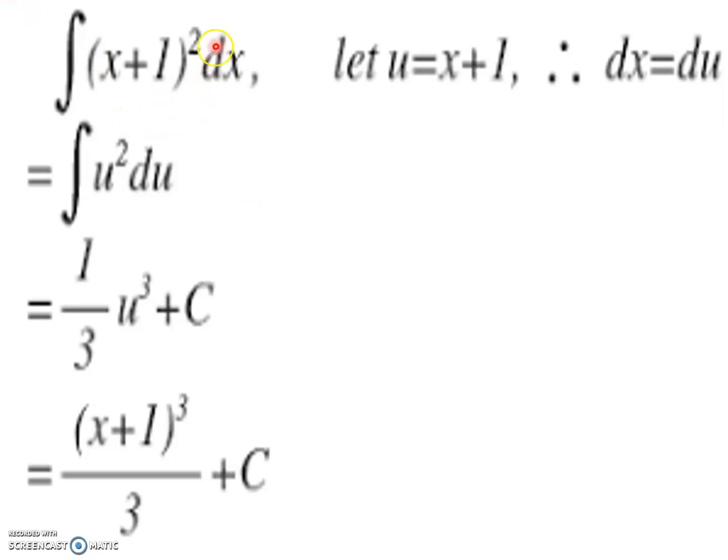Follow the same trick for (x plus 1) bracket square. We take u equal to x plus 1. Differentiate with respect to x on both sides. du upon dx is equal to the derivative of x, which is 1, and the derivative of a constant is 0. So dx is equal to du, and x plus 1 is u. U square is there. What is the integration of x raised to n? Yes, x raised to n plus 1 upon n plus 1. So the integration of u raised to 2 is u raised to 2 plus 1 upon 2 plus 1, that is 3. That's why u raised to 3 upon 3 plus c. We resubstitute the value of u, u is x plus 1. So we derive the final answer: (x plus 1) raised to 3 upon 3 plus c.